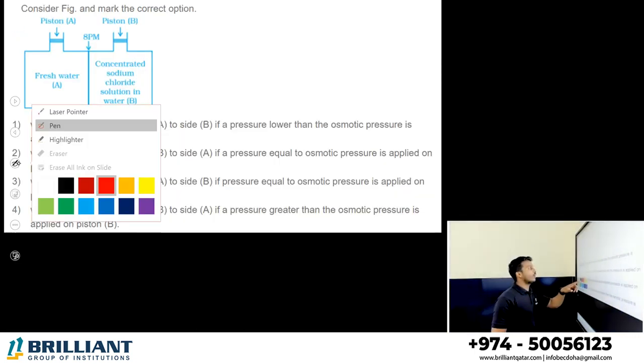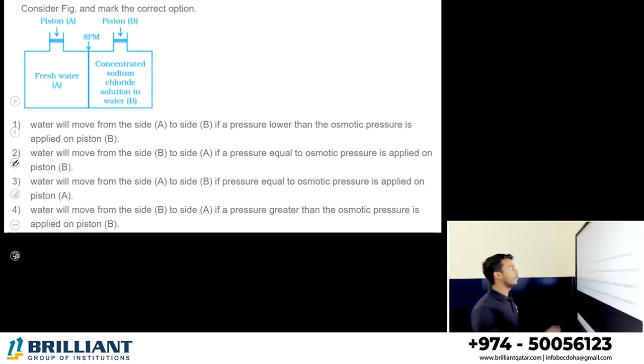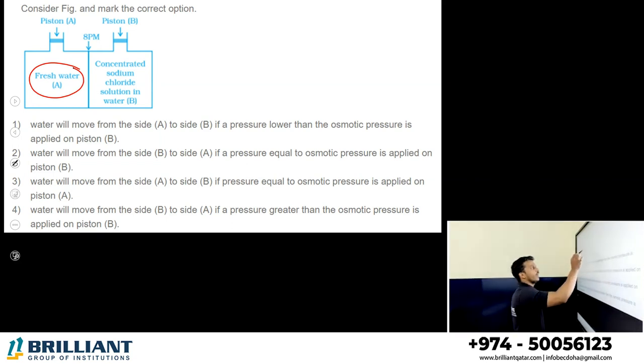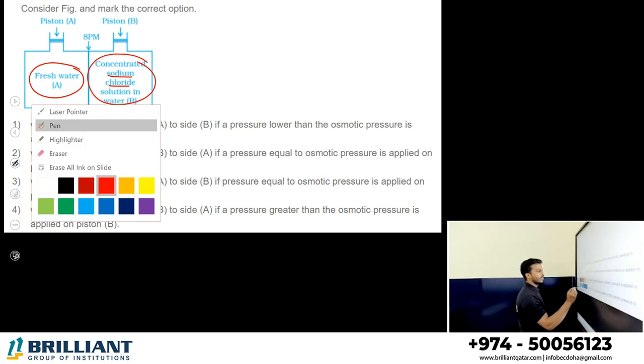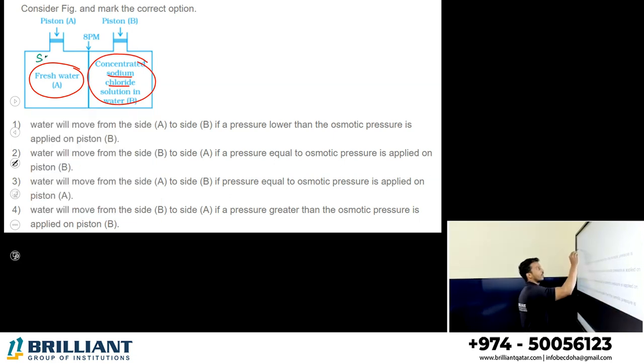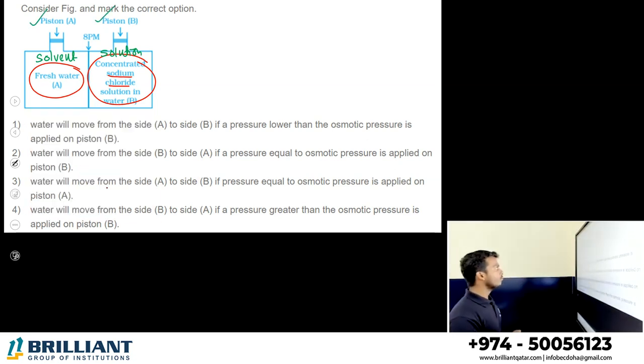Consider the figure. You can see two tanks are given here. The first tank contains fresh water, fully solvent. This one contains sodium chloride solution. So I can write this as a pure solvent. Tank number 1 is fully solvent. Tank number 2 contains solution. Pistons are there, piston A, piston B. Question number 1: which is the correct option?